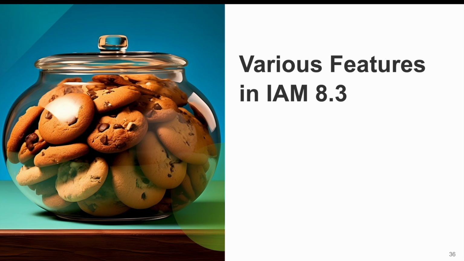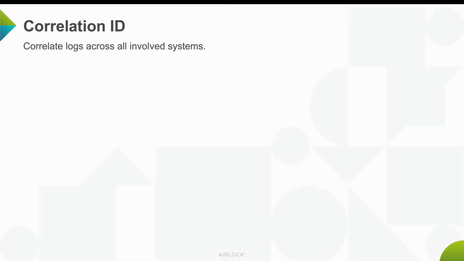I would like to give you some more information about some various smaller features that are worth noting in Airlock IAM 8.3. We start with the correlation ID feature. The correlation ID feature is here to make it possible to correlate logs across all involved systems.